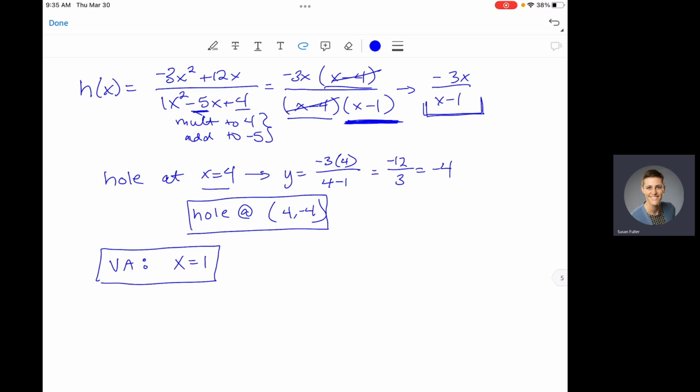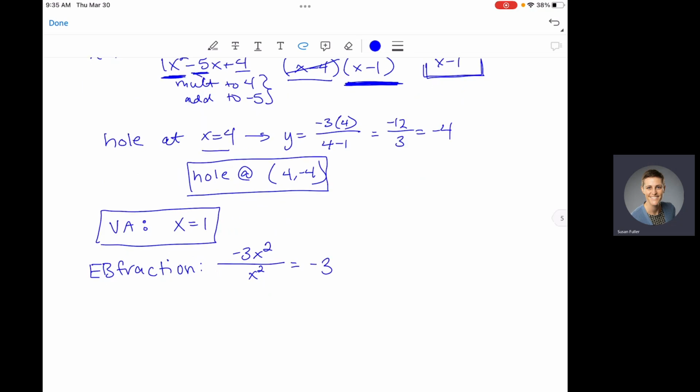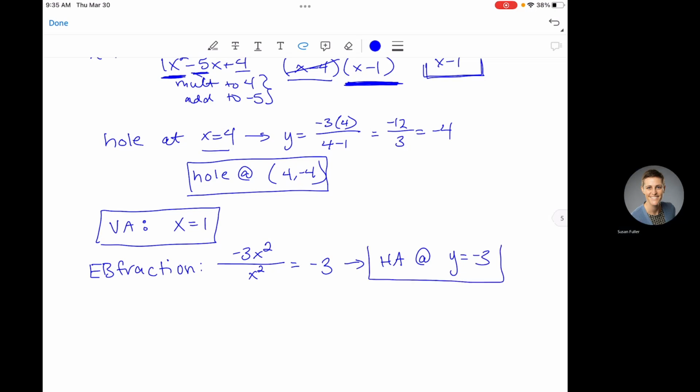Our horizontal asymptote is going to come from our end behavior fraction. So we'll create our end behavior fraction by taking the leading term on the top, which is negative 3x squared, over our leading term on the bottom, which is 1x squared. When we simplify this, our end behavior fraction simplifies to negative 3. As x goes to infinity, negative 3 stays negative 3. And so what that means is that we have a horizontal asymptote at y equals negative 3. All right, so that's our horizontal asymptote.